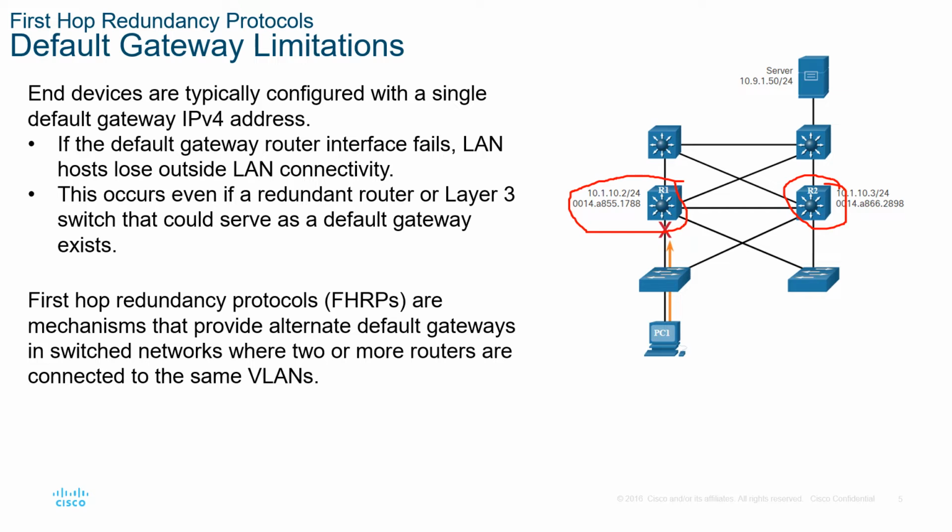End devices are typically configured with a single default gateway, IPv4. So if the default gateway router interface fails, LAN hosts lose outside LAN connectivity. And this occurs even if a redundant router or layer 3 switch that could serve as a default gateway exists. First hop redundancy protocols are mechanisms that provide alternate default gateways in a switched network where two or more routers are connected to the same VLANs.